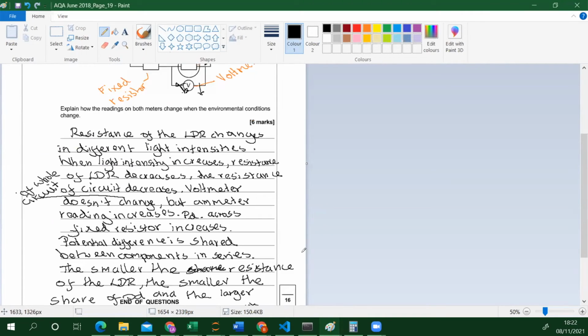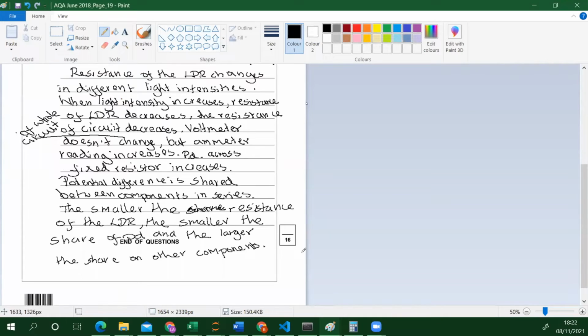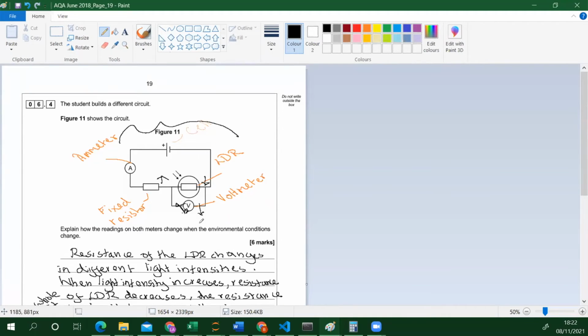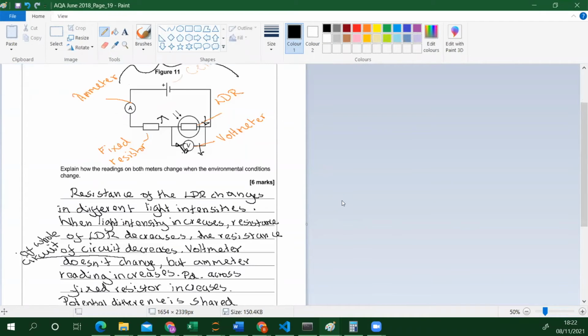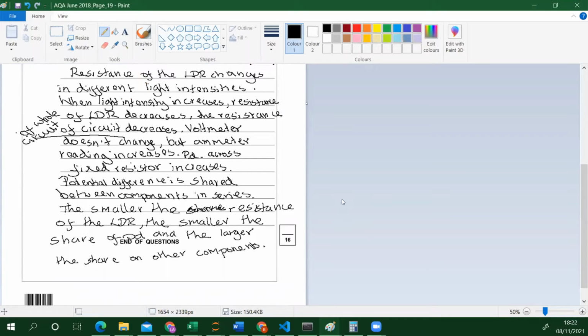Okay, to get the 6 marks there, let's talk about the whole circuit and LDR, the ammeter, and the fixed resistor, all of the components. It wasn't obvious you had to mention all the components in that, but to get all 6 marks, you had to. So resistance of the LDR changes in different light intensities, 1 mark. When the light intensity increases, resistance of LDR decreases, the resistance of the circuit decreases, 2 marks.